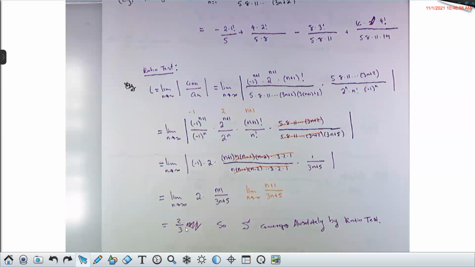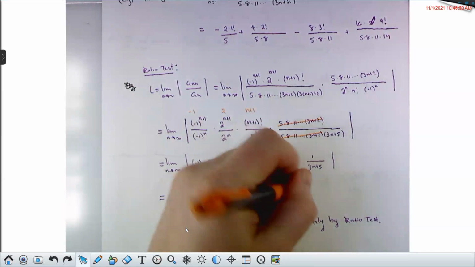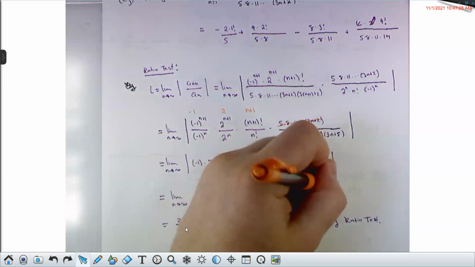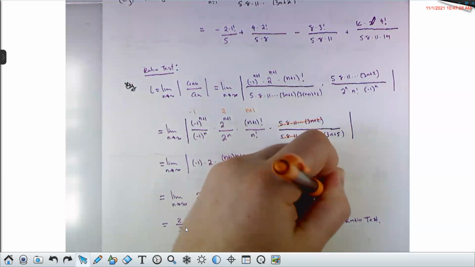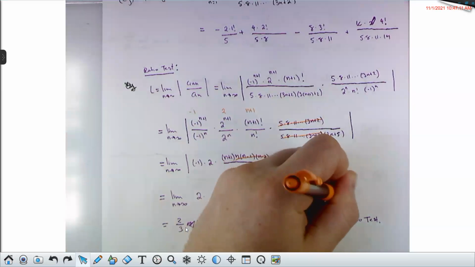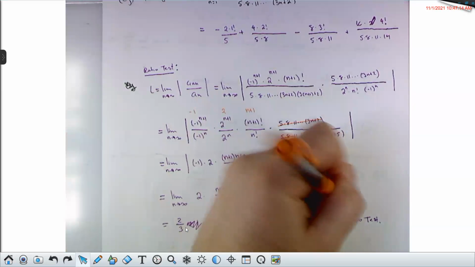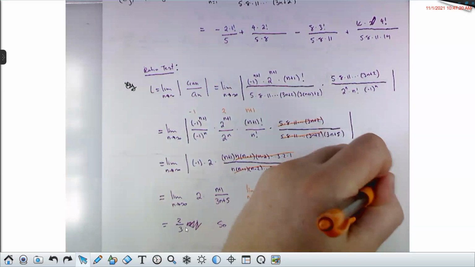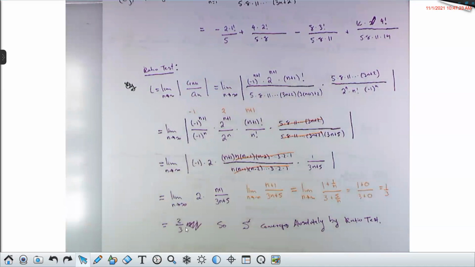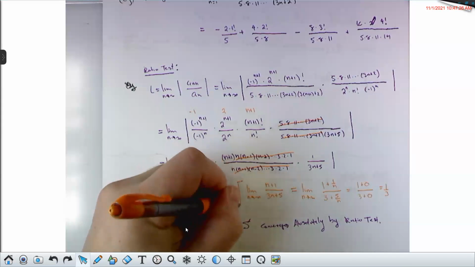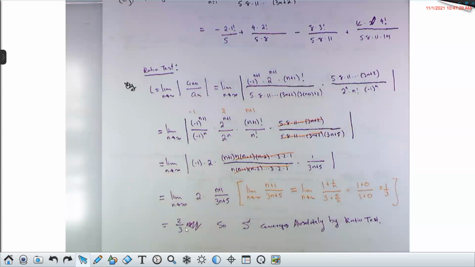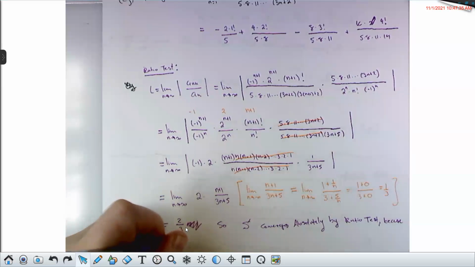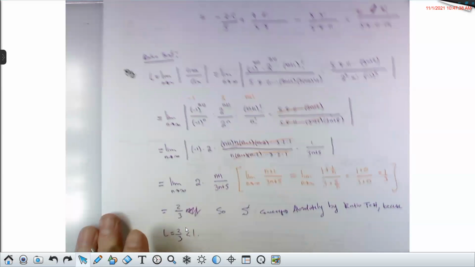You can either use L'Hopital's rule, or you can use our renormalization trick where you divide top and bottom by the fastest growing term. So if I divide top and bottom by n, I get (1 plus 1/n) divided by (3 plus 5/n). And 1/n and 5/n both go to 0. So this is (1 plus 0) divided by (3 plus 0), which is 1/3. And then 2 times 1/3, that's our 2/3. And we could, if we want to, say because L equals 2/3, which is less than 1, if you want to split those claims up.